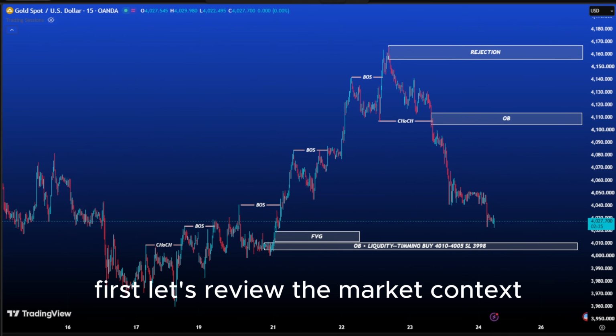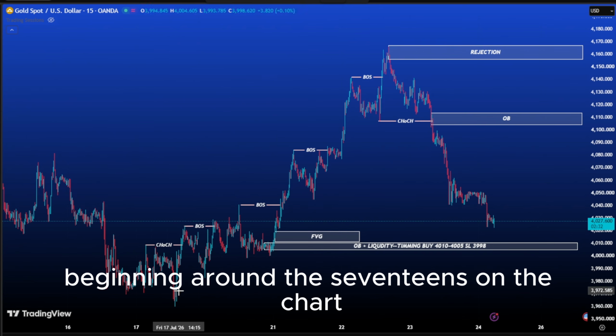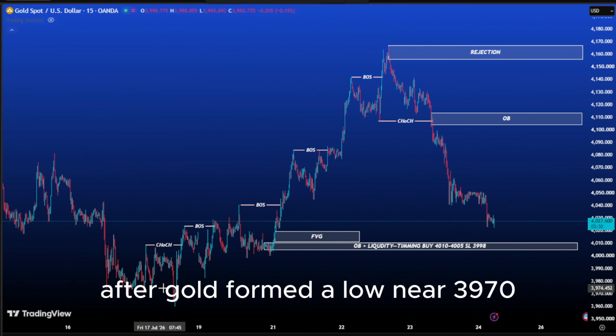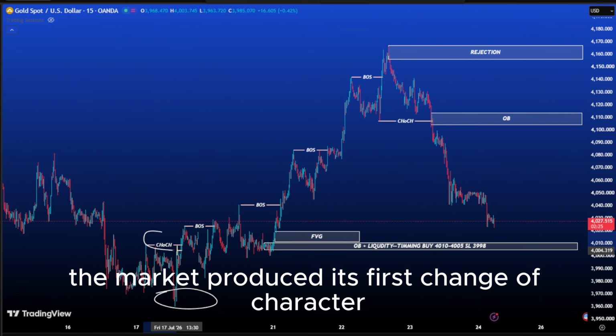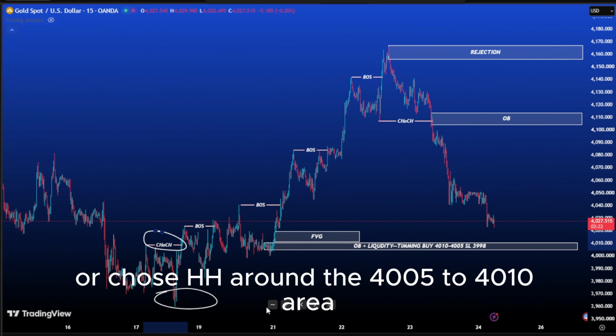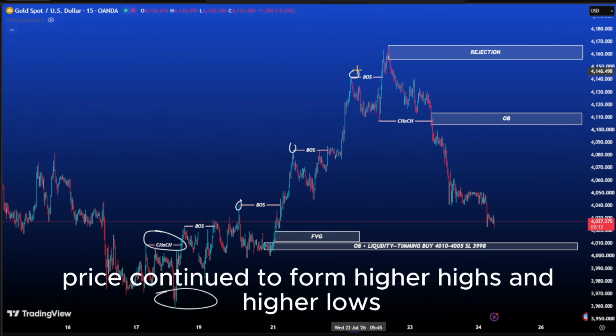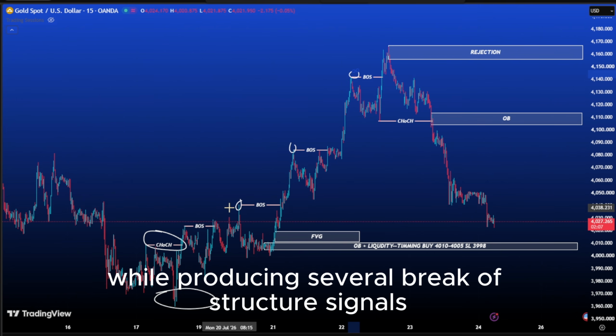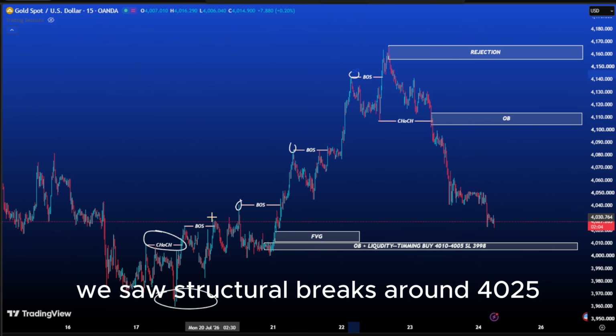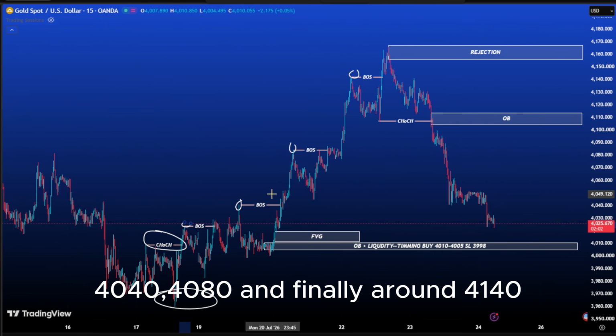Guys, first, let's review the market context beginning around the 17th on the chart. After gold formed a low near 3,970, the market produced its first change of character, or CHoCH, around the 4,005 to 4,010 area. Following that signal, buyers gradually took control of the market. Price continued to form higher highs and higher lows, while producing several break of structure signals. We saw structural breaks around 4,025, 4,088, and finally around 4,114.